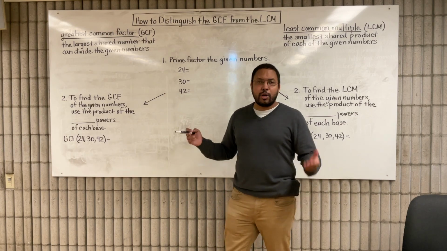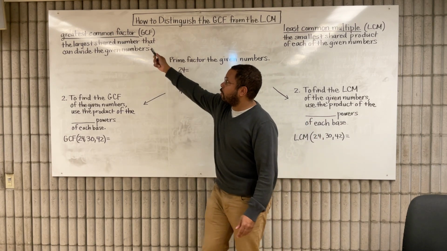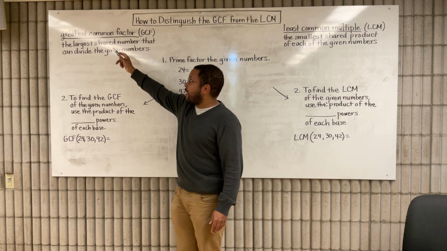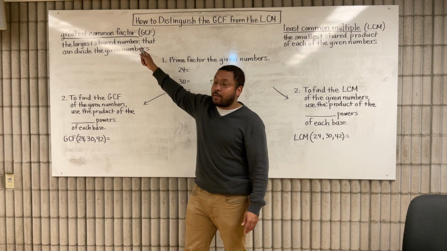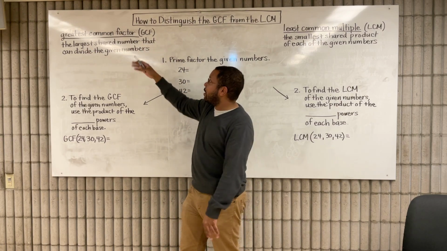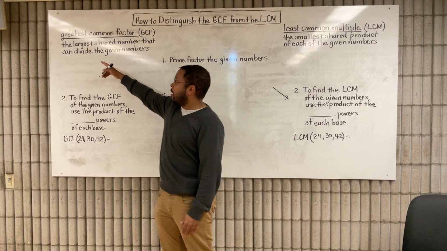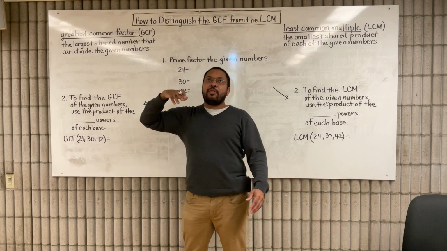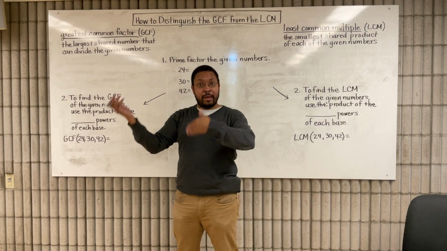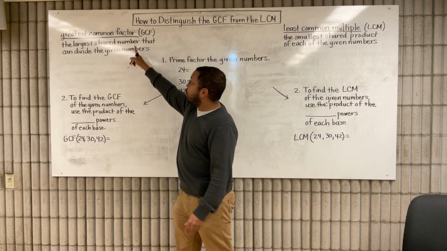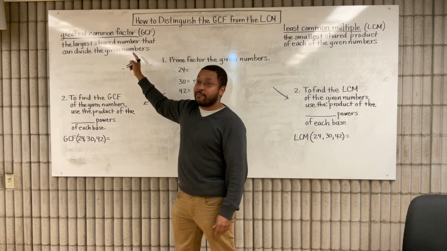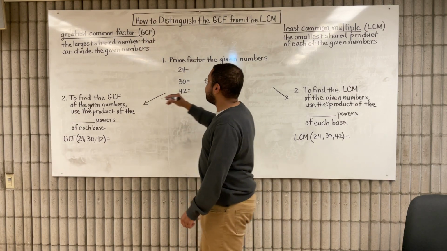Okay, so let's do a quick review of what the greatest common factor is. The greatest common factor is the largest shared number, common is what they share, that can divide the numbers. A factor is a number that can divide a number, or that you can multiply to get the number. So it is the largest shared number that can divide the given numbers, okay?